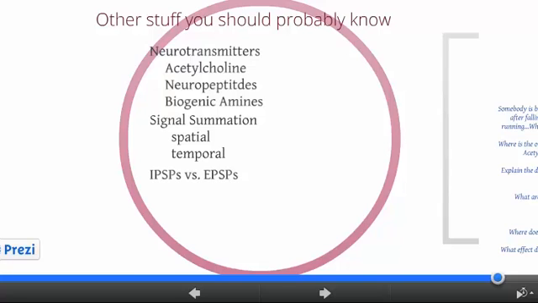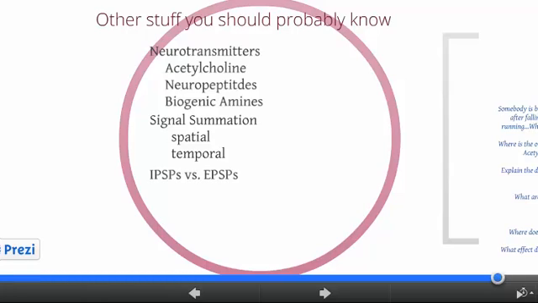Okay, so signal summation is essentially what it sounds like. It's a summation of two signals. You have spatial and temporal. In spatial signal summation, you have two signals in neighboring neurons, and they happen at the exact same moment, and as a result, the signals add up, creating one stronger signal.